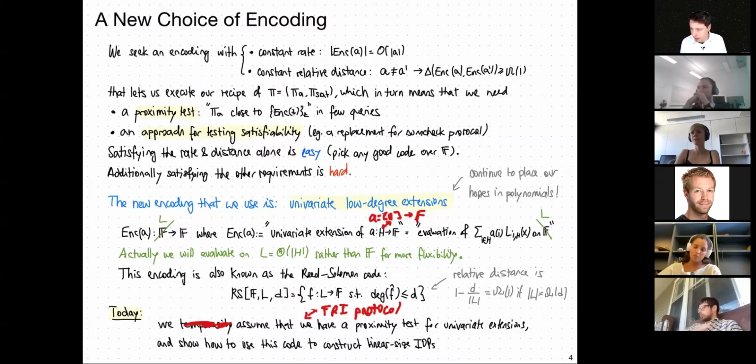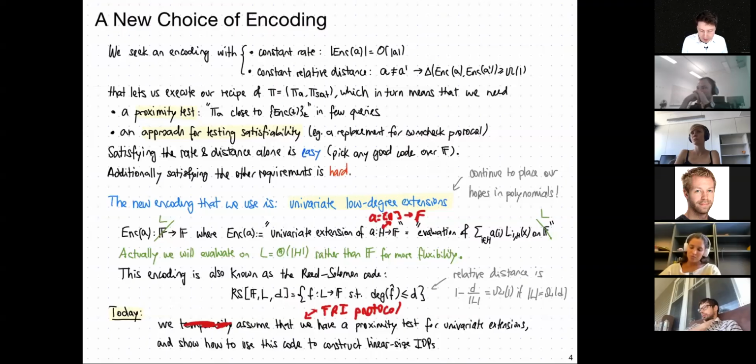There's a question about, does cryptography give us better proximity tests than through information theoretic routes? I think that's a great question. I don't know the answer to that. I'm not sure if people have studied, let's say, computational proximity testing.